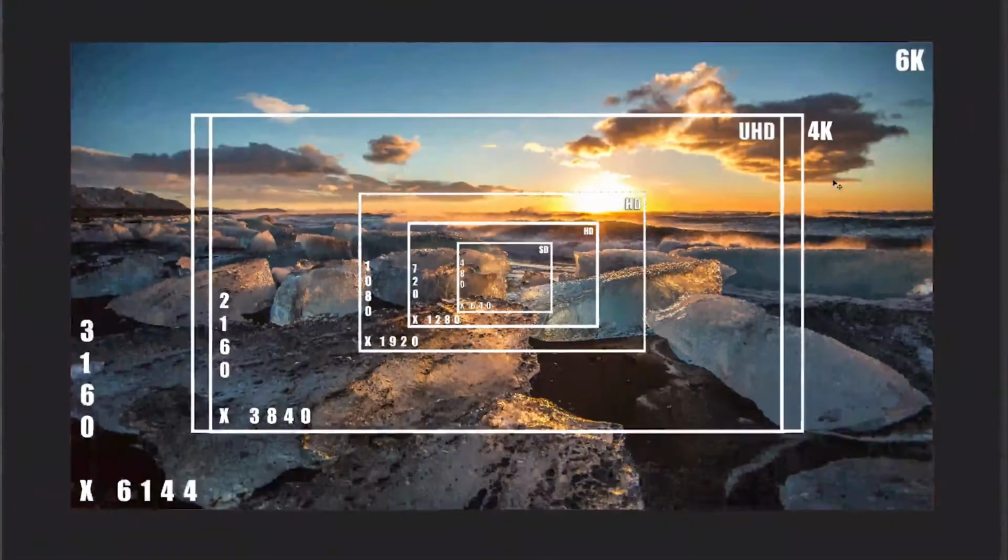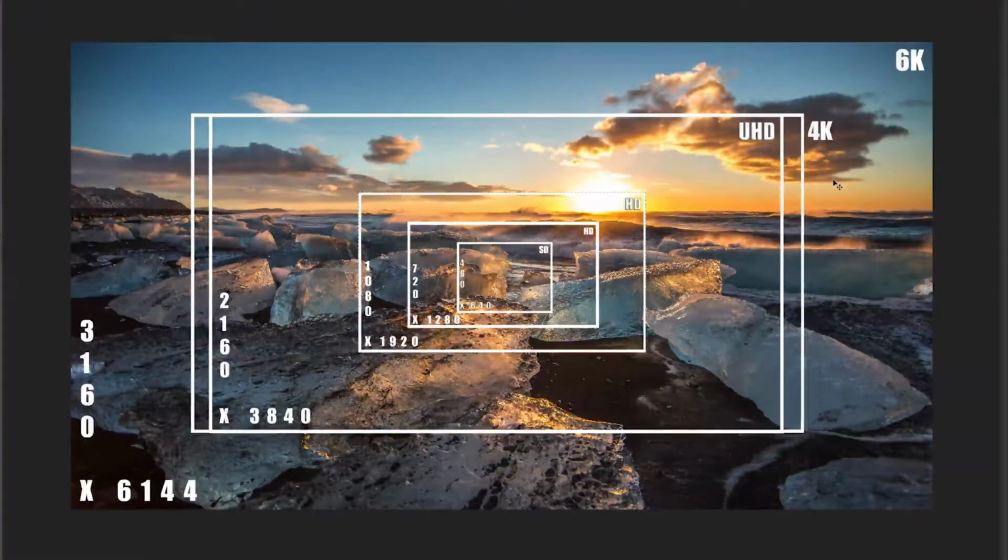Now take that a step further. I shot with the Red Dragon for a couple of years with Devin Supertramp, and the Red Dragon shoots at 6K resolution, which is really ensuring that your footage is going to hold up and stand the test of time, because it's going to be even another 5 years or so before 6K becomes the standard.